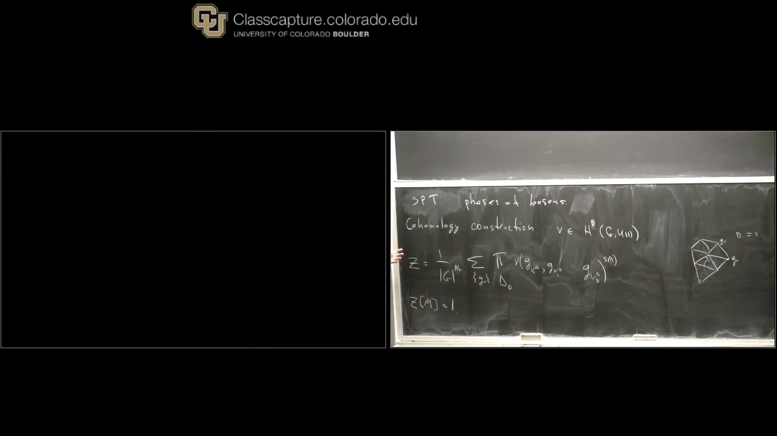Now what is the goal for today? The main goal is to distinguish these phases. Right now it doesn't look like they're different phases, so the goal is to distinguish them, and we will talk about it in several ways. We'll look at what is happening on the boundary, and we will also talk about what happens if you couple the system to a background gauge field for the group G, and we'll see that will give a way to distinguish these phases.